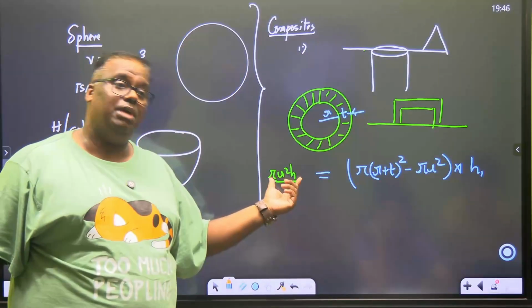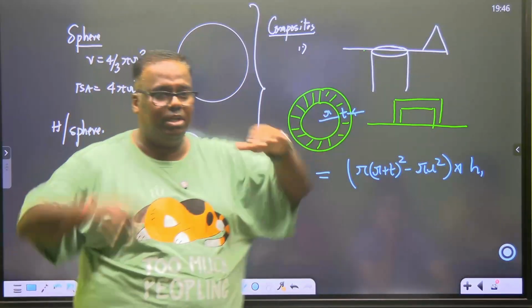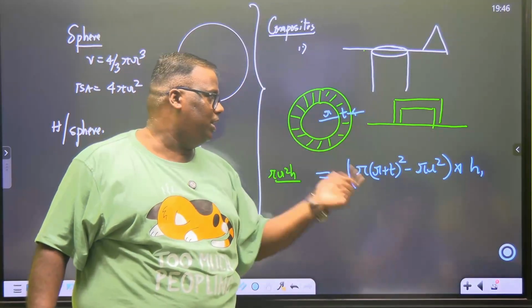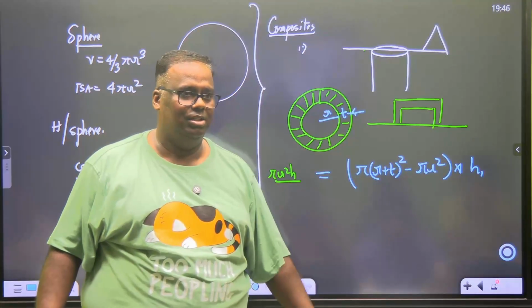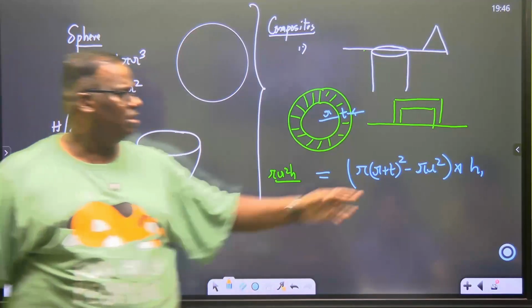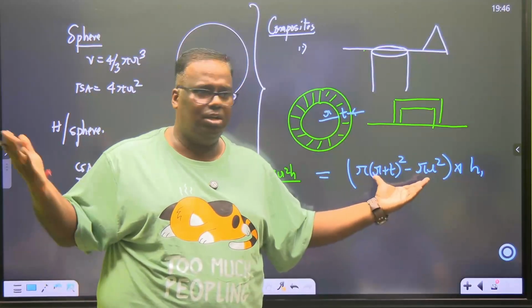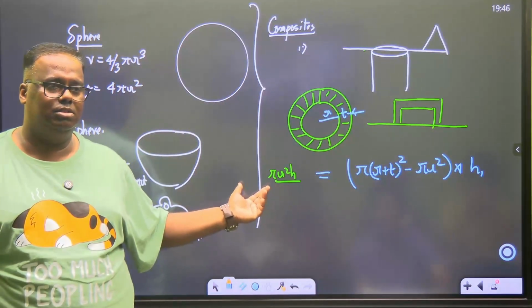ये मिट्टी मैंने खोद के निकाला. And with this only I am creating the ring. The ring has a cross-sectional area which is pi (r plus t) square minus pi r square. And how much height of the ring will it go? Some height h1. After this, I'm done with all my mud. So this should be equal to the mud that I dug out.